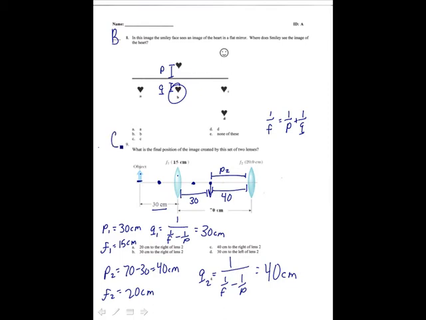That's C. If it worked out to be negative, it would be to the left. That would be a virtual image and not a real image. It would be a negative value, meaning that it's on the same side as the object for the lens. So 40 centimeters to the right.